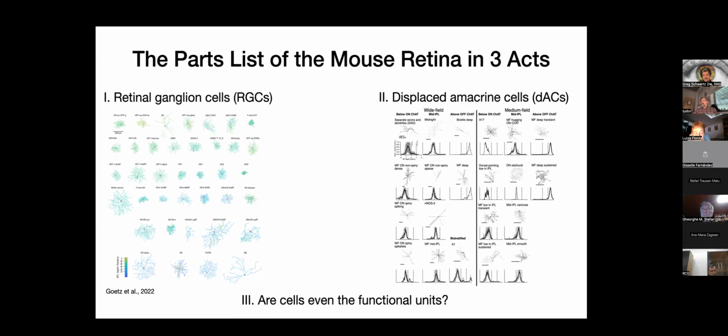And then finally, I'll address the elephant in the room about the functional units, right? I'll tell you what the types of ganglion cells and the types of amacrine cells are, but then we'll come back to the issue of whether the computational units are even the cells themselves, or are they sometimes parts of the cells?